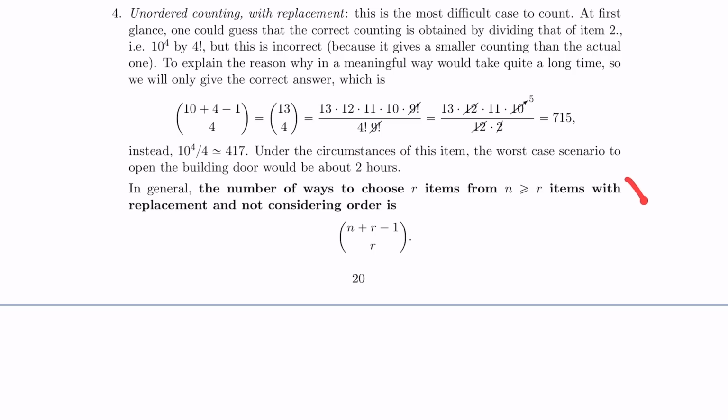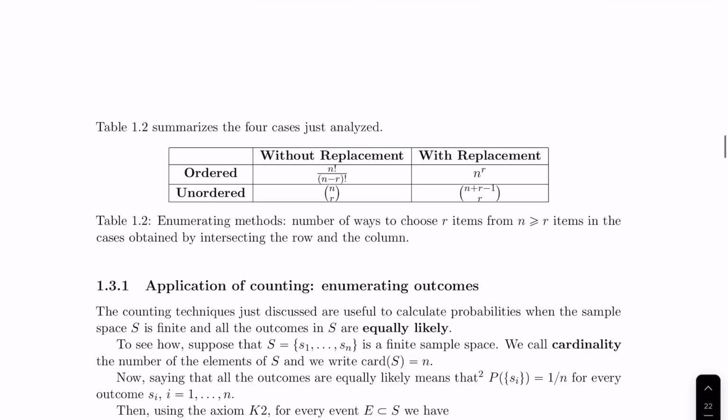Abstracting what we have said, we have that the number of ways to choose r items from n items with replacement but without ordering is given by this binomial coefficient here. In the following table, I summarize the enumeration methods.